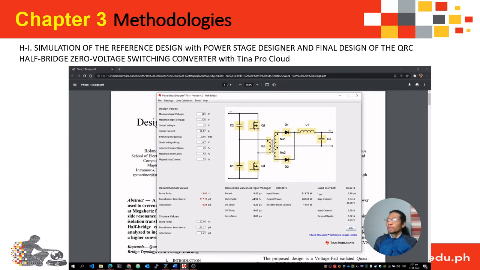Given the initial design parameters, using this Power Stage Designer tool, we get the recommended values for the transformer design, which is a 12.40:1 turns ratio, and the transformer inductance is 117.17 microhenries, and the leakage inductance of the transformer is 0.24 microhenries. Choosing the recommended values, we get the initial reference design of the half-bridge converter.